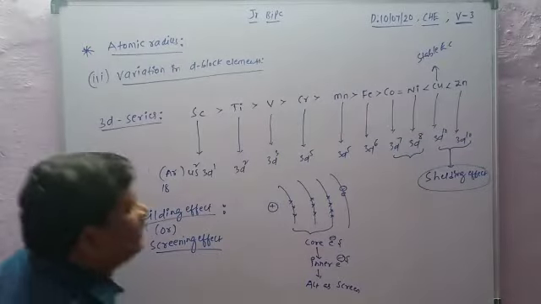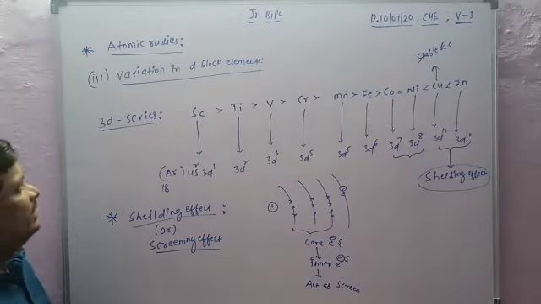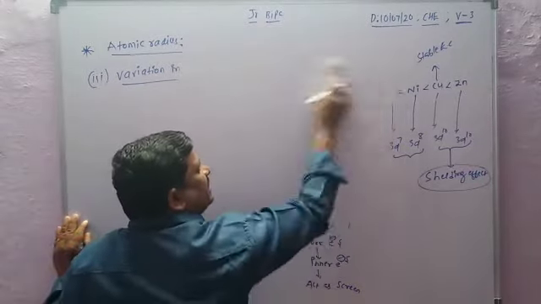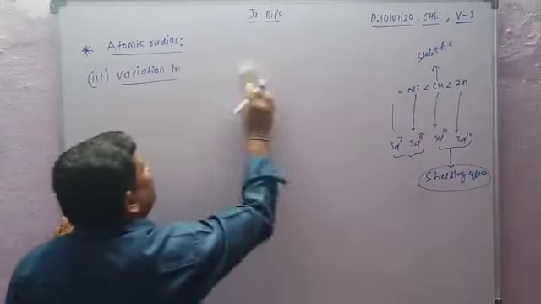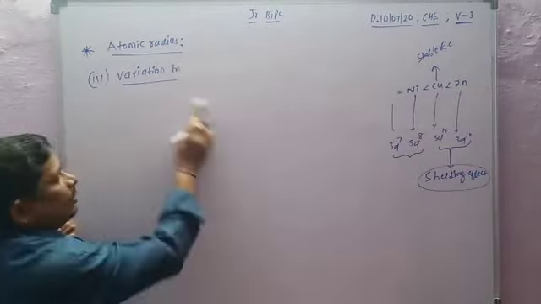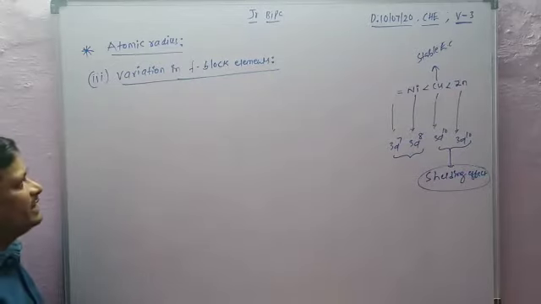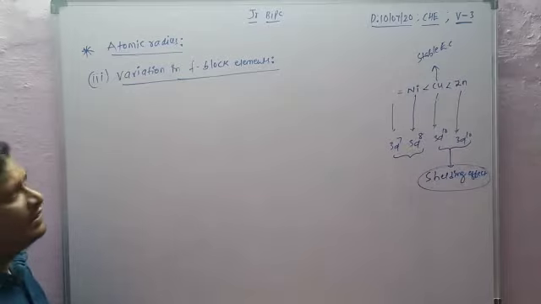Now next, variation of atomic radius in f block elements, the lanthanides. Generally, f block elements are classified into two series: one is lanthanides, the second is actinides.